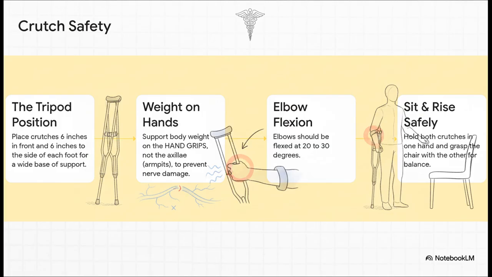Crutch safety is absolutely critical. And if you remember just one thing from this slide, let it be this. The weight goes on the hands, not in the armpits. You can cause serious, permanent nerve damage by leaning on the top of the crutches. It's all about pushing down through those hand grips.